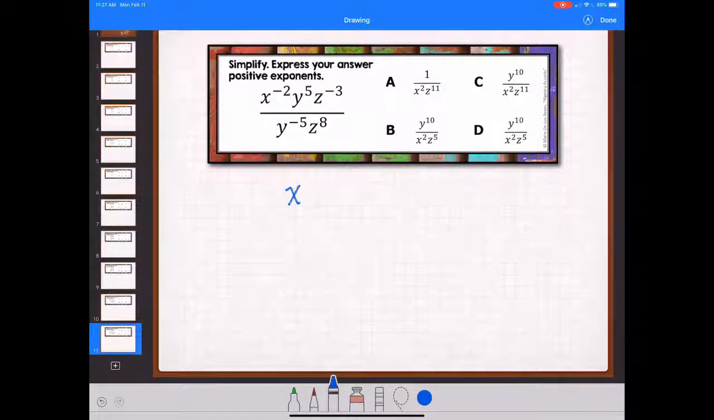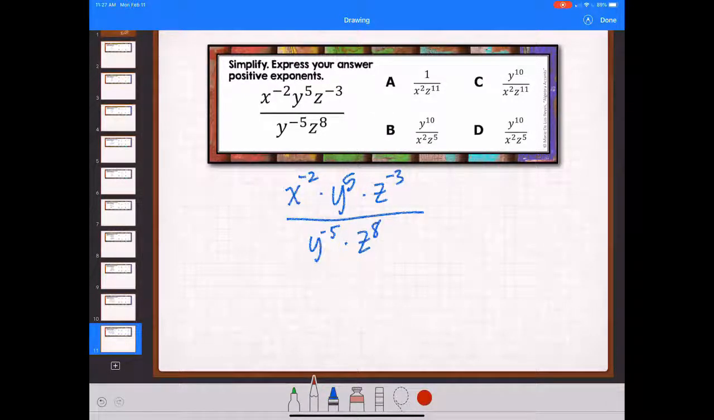Okay, last one, x to the negative 2 times y to the 5th times z to the negative 3 over y to the negative 5th times z to the 8th. First step, switch negative exponents. So x to the negative 2 goes to the denominator, z to the negative 3 goes to the denominator, y to the negative 5 goes up to the numerator.